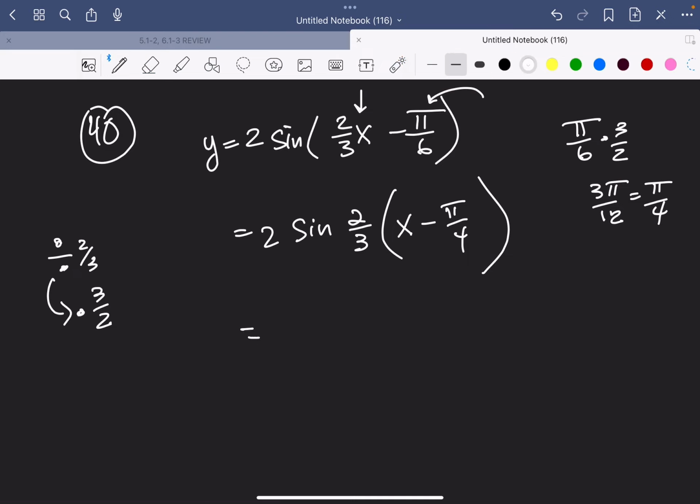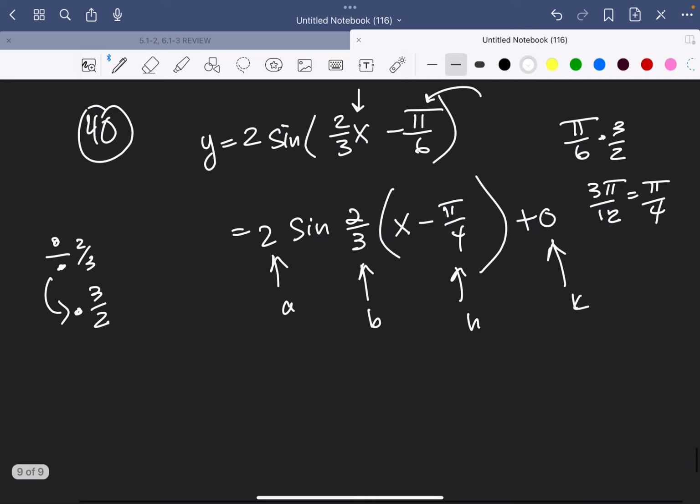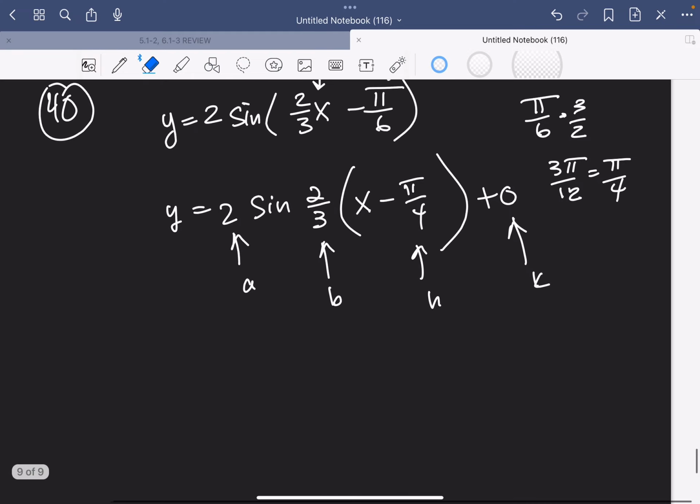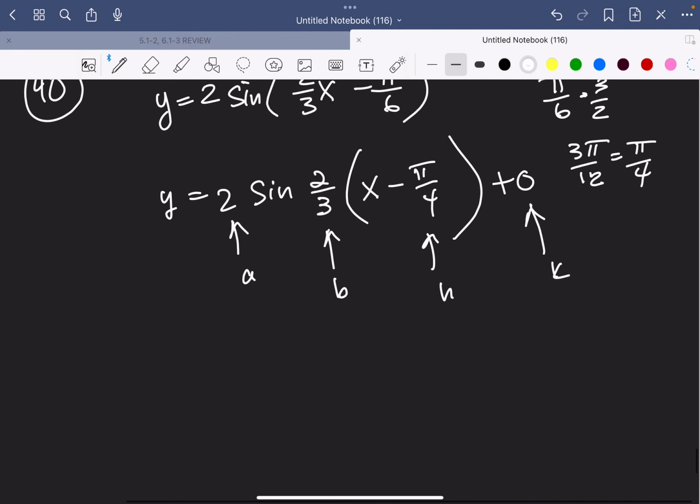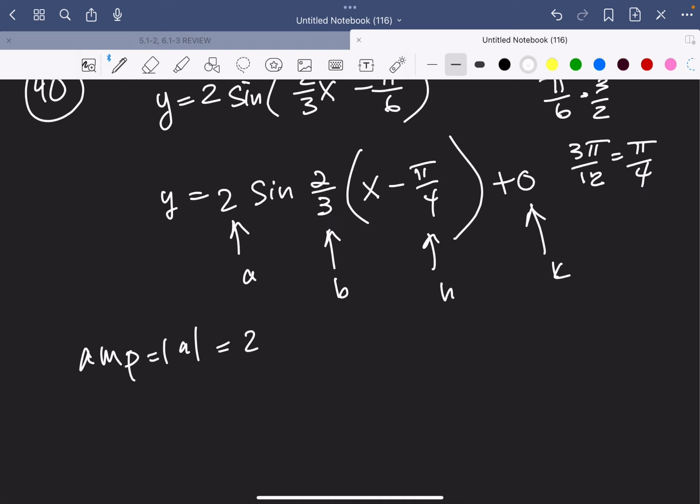So now we're ready. I think the only other thing to recognize is that it's plus 0. So our k is equal to 0, our h is equal to pi over 4, b is equal to 2/3, and a is equal to 2. As we've said often, a lot of math and science is about form. I think that's a beautiful form there. We can see that the amplitude is 2.